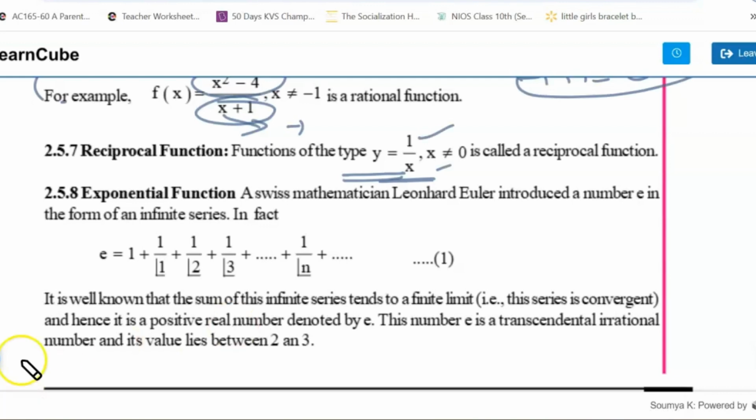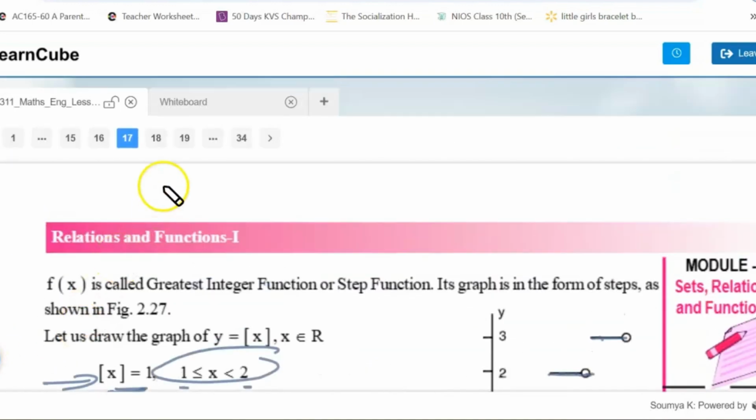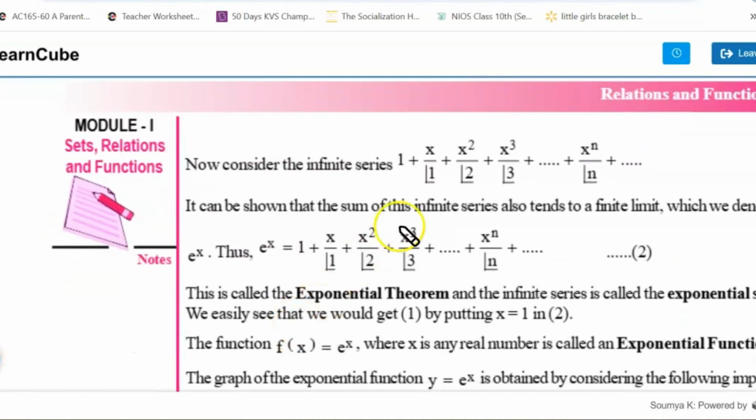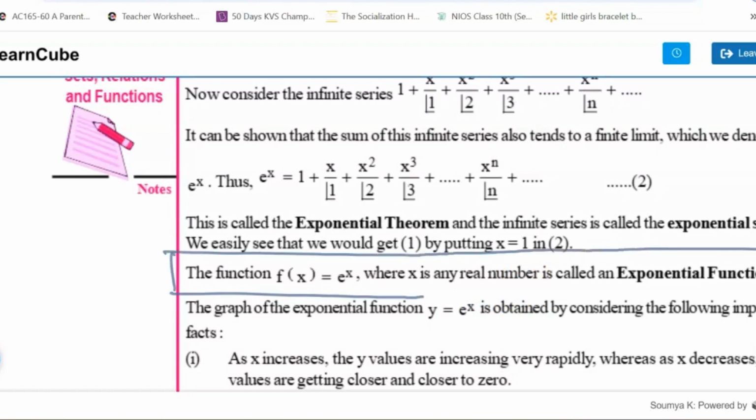Exponential function, where the term e is involved and it can be elaborated like this in this format. It is found out by the mathematician Euler. And this is an infinite series. You can see here like this it will be looking, and the function f of x is equal to e raised to x, where x is any real number, is called an exponential function.